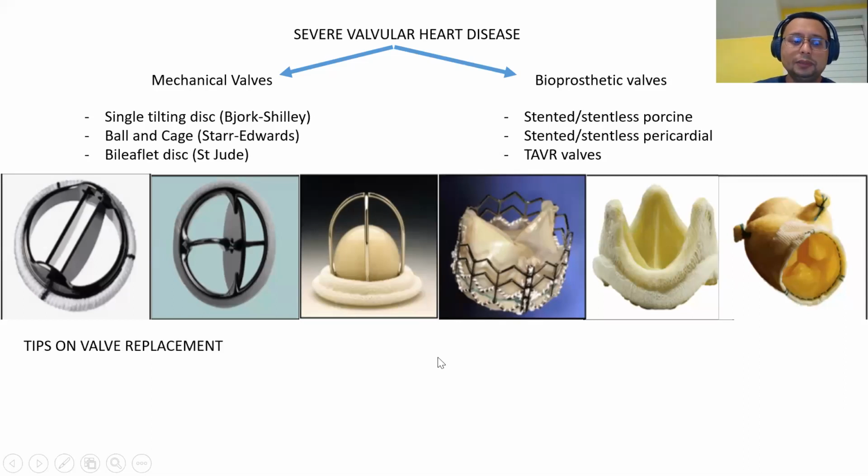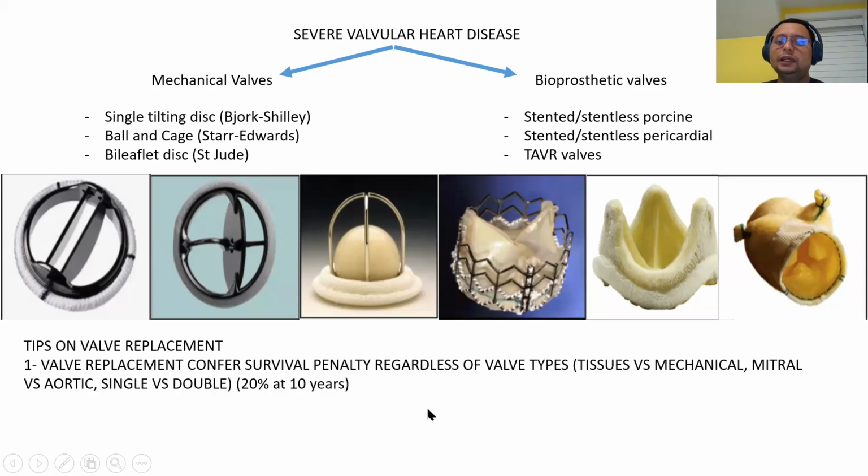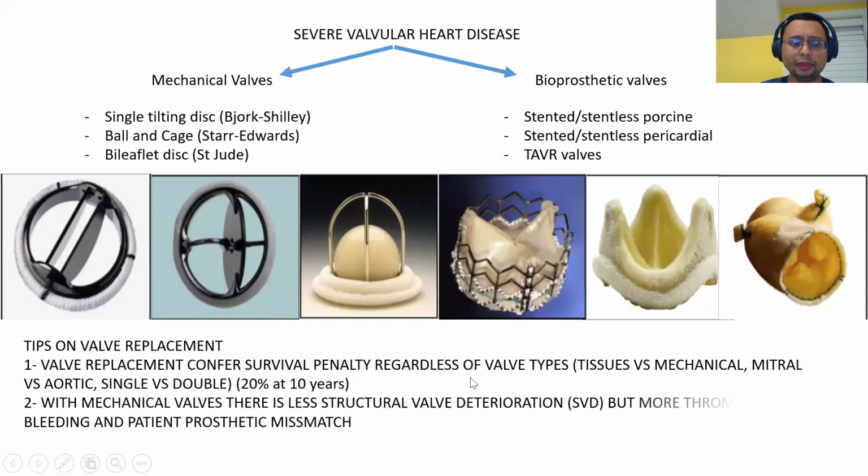So, just tips on valve replacement. The problem with valve replacement, regardless of whether you give the patient a mechanical valve or a bioprosthetic valve, is that you give the patient a survival penalty. You know, that is not good. It doesn't matter if it's tissue versus mechanical, mitral versus aortic, single versus double. At 10 years, 20% of your patients are already dead if you give them replacement. That's why I always say, especially in the mitral space, if your patient's valve can be repaired, you repair the valve. Don't replace in mitral valve. If you can repair it, repair, because of the survival penalty here.